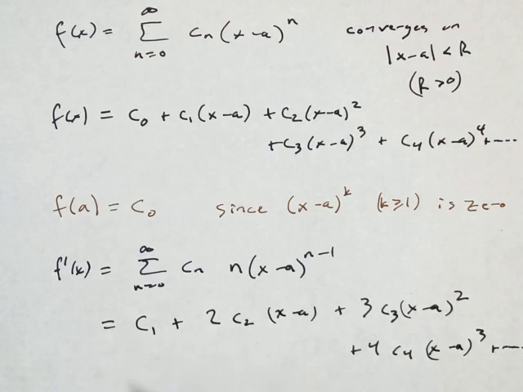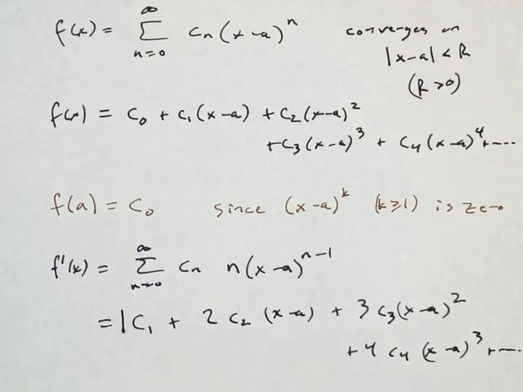I'm actually going to go ahead and write a 1 next to that C1 to remind me that it came from the x minus a to the first term. That's the n here. With me so far?